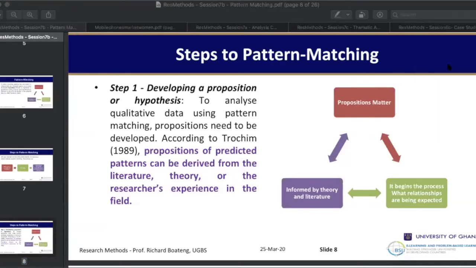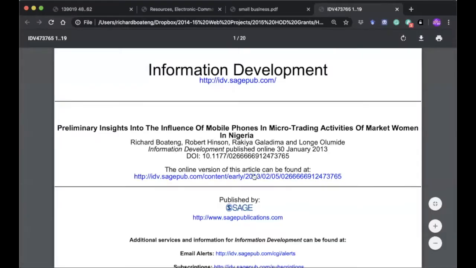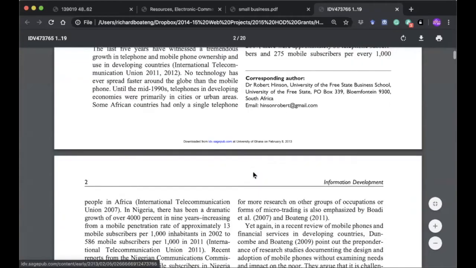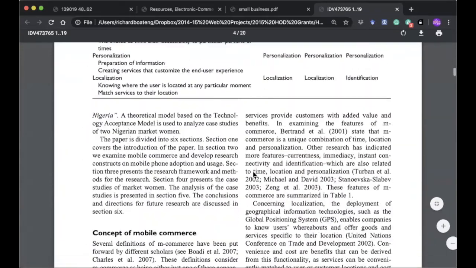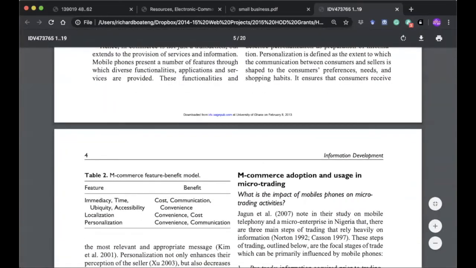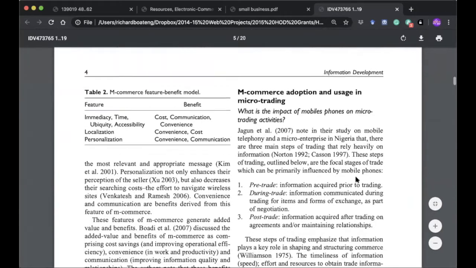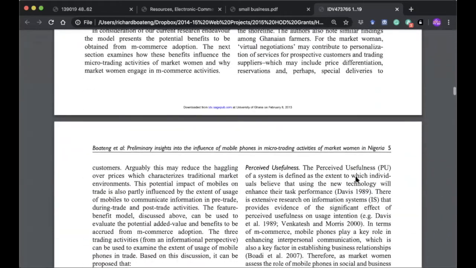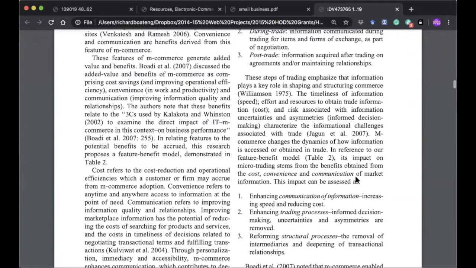So in this particular study, we were looking at similar issues of using mobile phones among market women in Nigeria. So what we did is that we went into Nigeria and then we started the study, but we were guided by a theory called the technology acceptance model. We use that one to develop relationships.